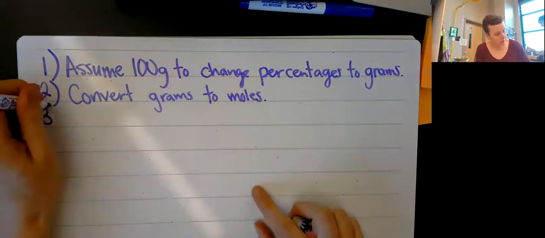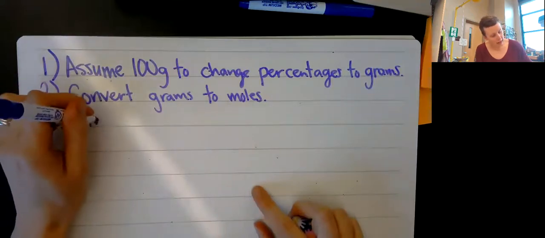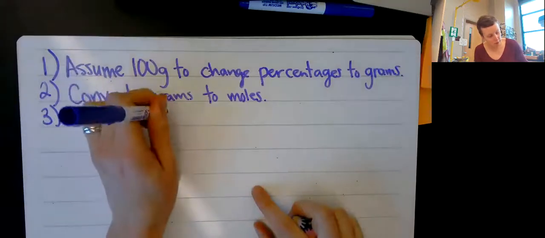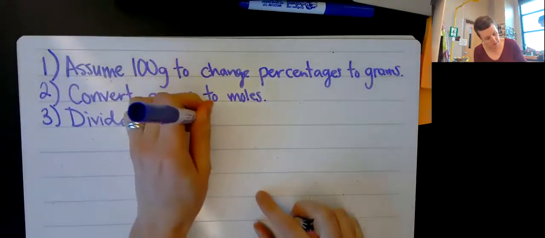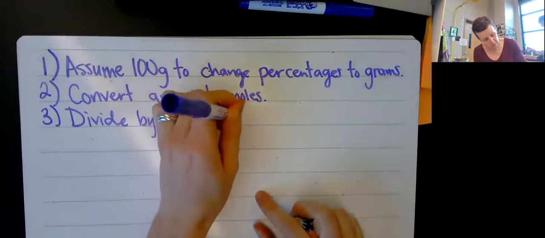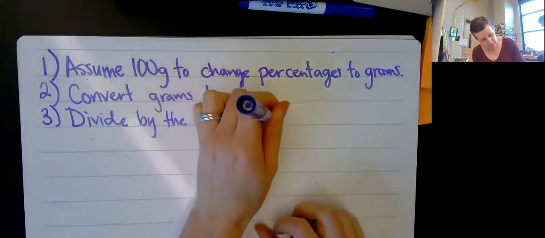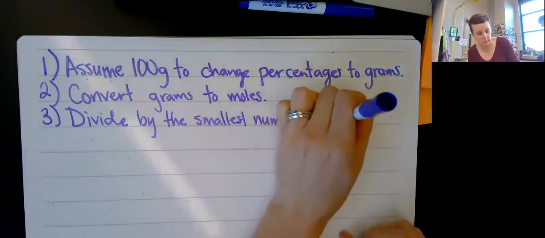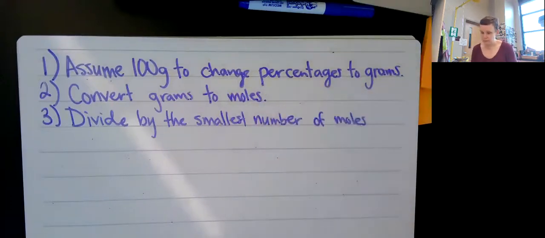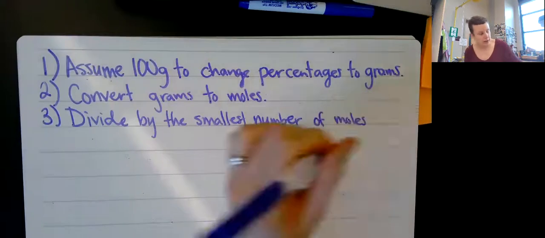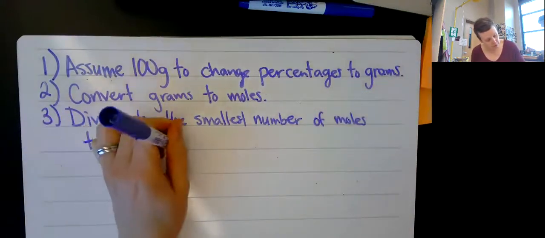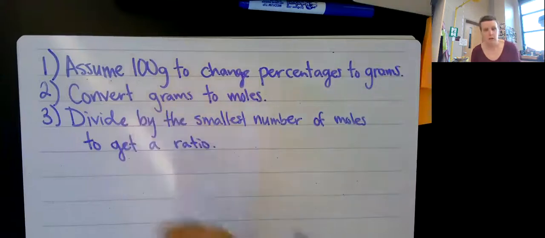Step three, divide by the smallest number of moles to get a ratio.